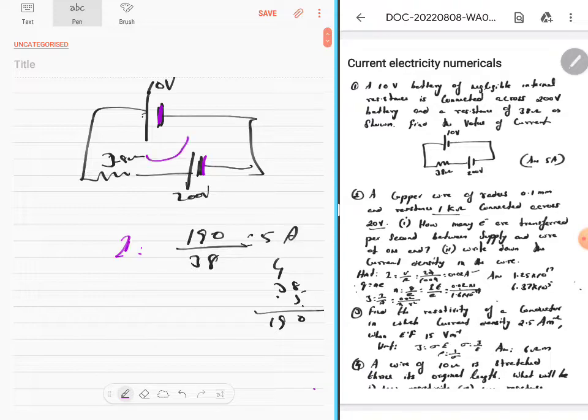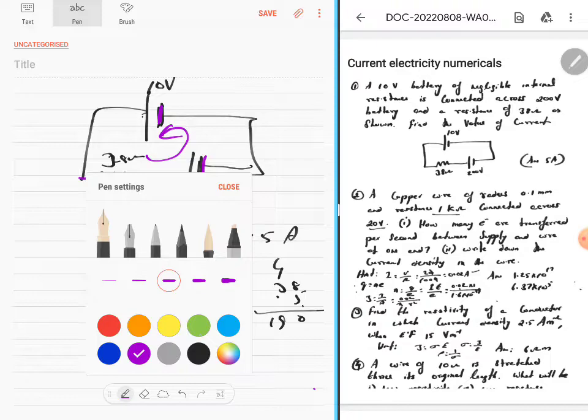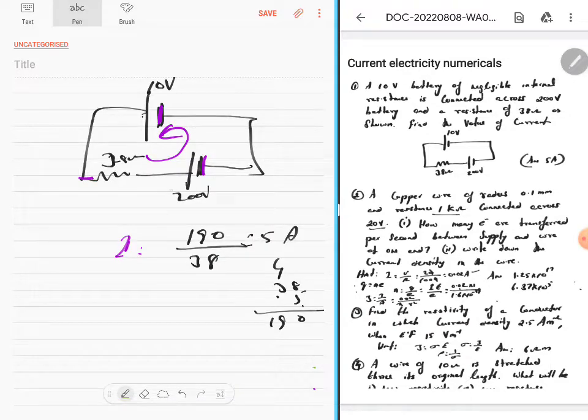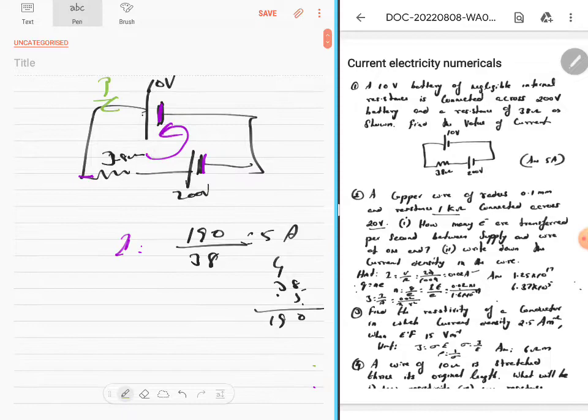Suppose you start from here. First mark the current. It's just one circuit, right? You can't mark it I1, I2. You just have to mark it as I. Only one I through this entire circuit because it's all in series. So I'm going like this, taking the loop. Can we start from the battery? 10 volts, so plus 10 volts.